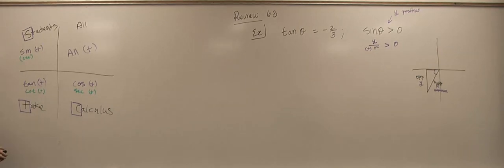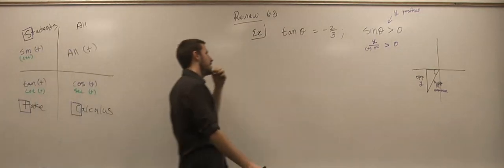So, what does that mean about cosine? What's the sign, S-I-G-N, of cosine in the second quadrant? Negative. Because sine and cosecant are the only two positive functions. All the others are negative. Cosine, tangent, cotangent, secant, they'll all be negative.